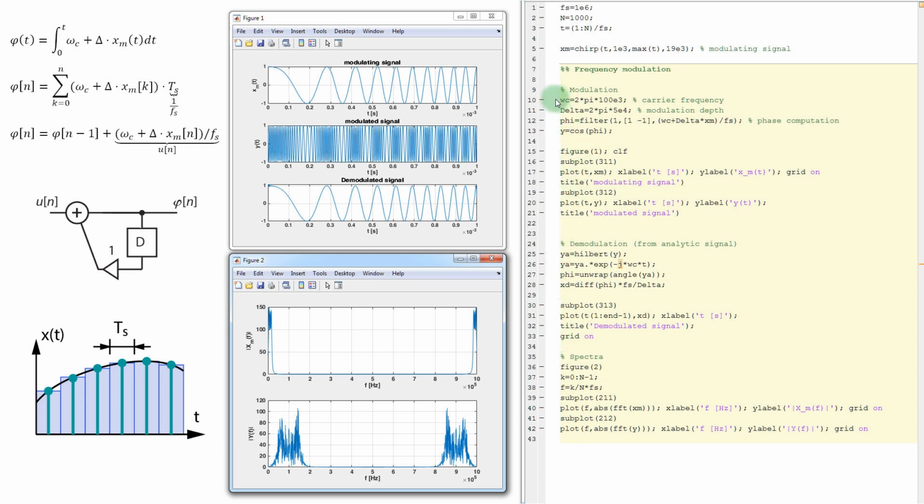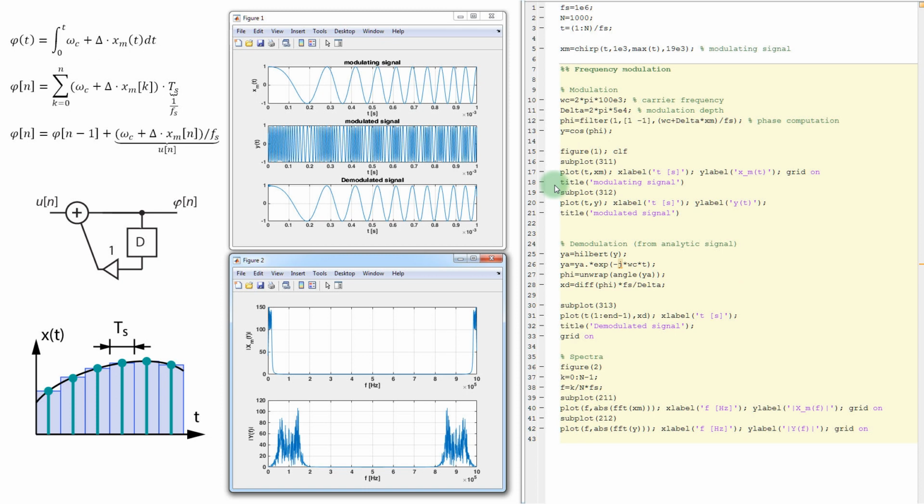So to do the modulation, we will first set our carrier frequency and the modulation depth. Then we need to compute the phase of our carrier. From the lecture, the phase of the carrier is given as the integral function of the frequency, and our frequency will be given as the frequency of the carrier plus the modulation depth times the modulating signal.